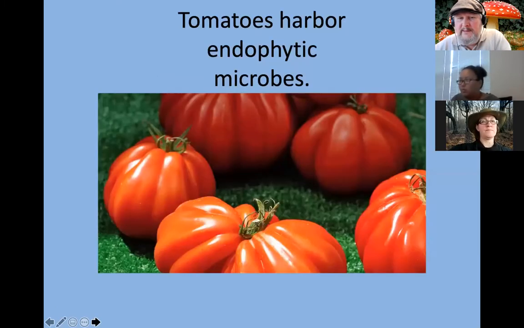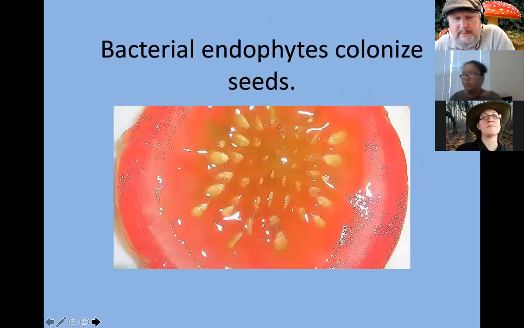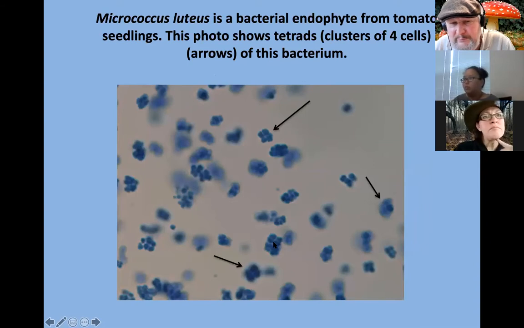Tomato, here's another example, a tomato plant. You think tomatoes inside are going to be sterile. Well, in fact, they're not. They carry those endophytes inside. The fruits like this will have endophytes inside them. And take a look at those seeds actually inside the tomato. They will have microbes around them and actually already in them. And this is one of the microbes that we got. This one is called Micrococcus, and it produces these tetrads, these clusters of 4 cells. This is stained blue.